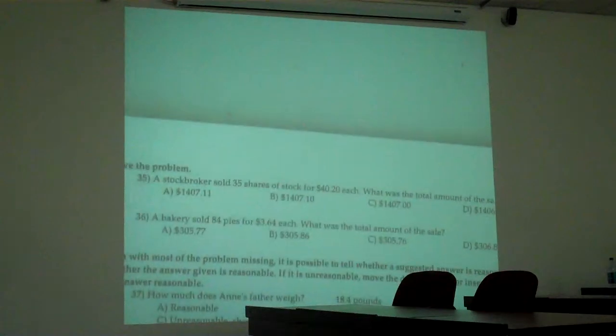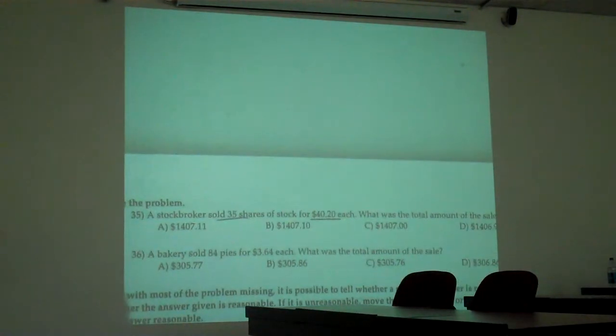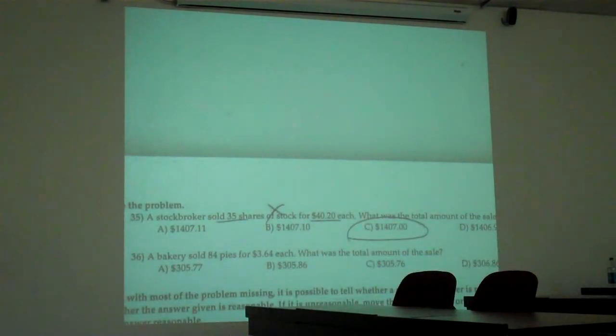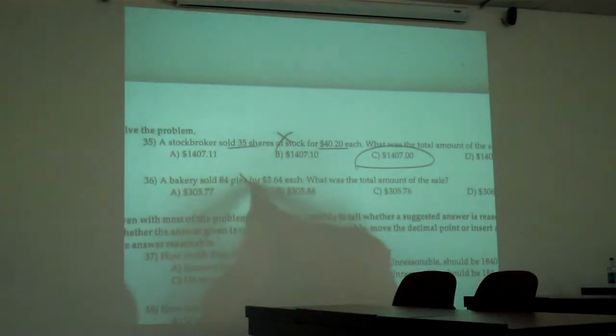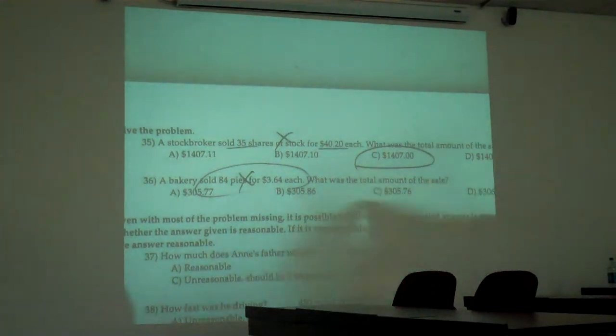Okay, 35. The stockbroker sold 35 shares for $40.20. What was the total amount of the sale? Multiply, right? 35 times 40.20 is $1,407. A bakery sold 84 pies for that much each. Multiply that. 84 times 3.64 is $305.76.